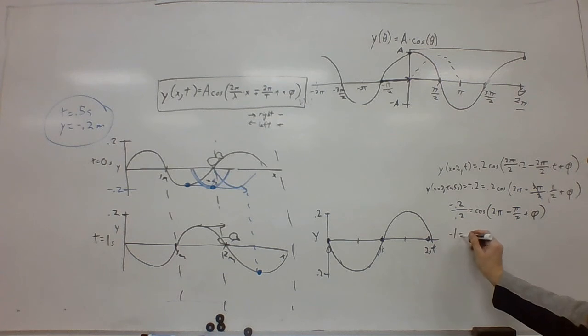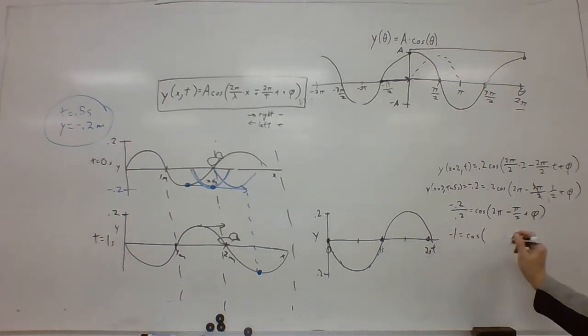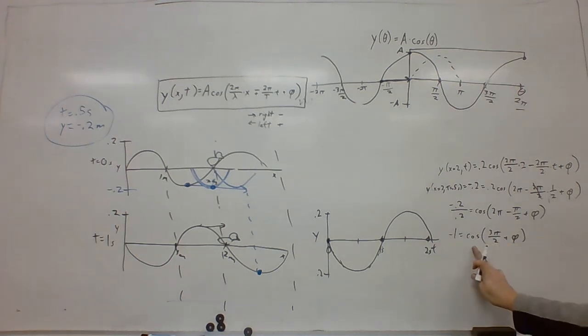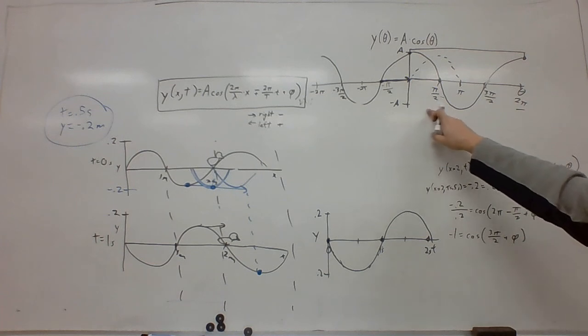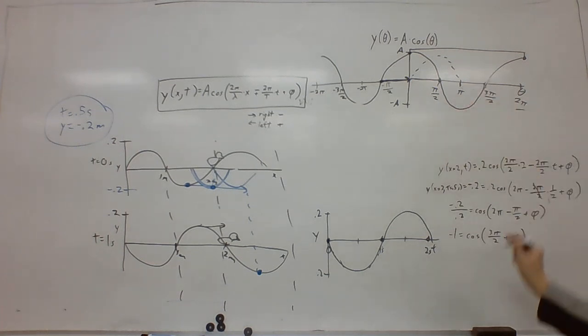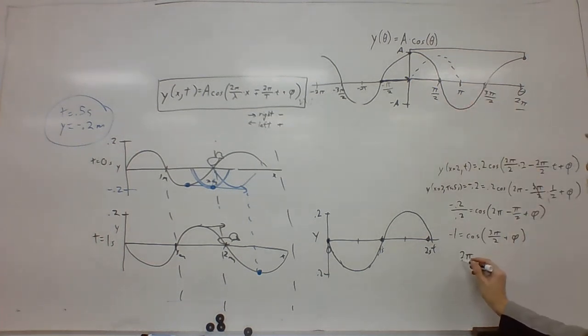So that means negative 1 equals cosine of 2 pi minus pi over 2, which is 3 pi over 2, plus our phase constant. When is cosine equal to negative 1? When the argument is equal to pi. And so 3 pi over 2 plus phi is equal to pi. That means our phase constant is equal to minus pi over 2. This is a 3, sorry if you can't tell.